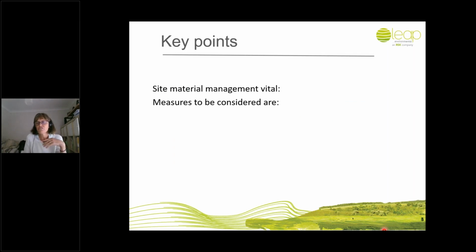So just to summarize those points, you can see that site material management is really almost the key point in all this. It's not just about saving carbon, and it isn't just about fuel. We worked out that the fuel bit was the small bit. The big bits are really about material. And therefore we need to start thinking about what measures we can use. Produce less material. Do we need to dig as much as we dig?